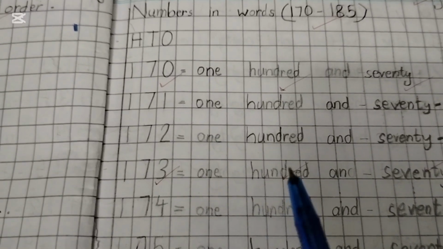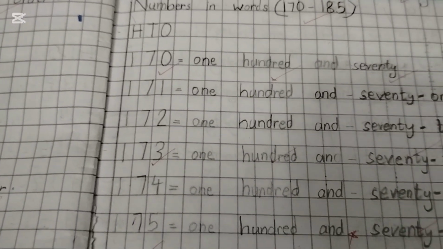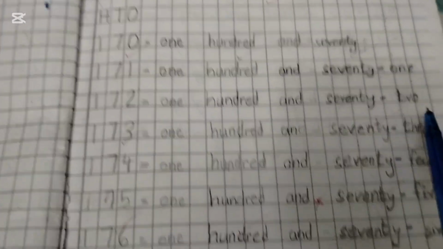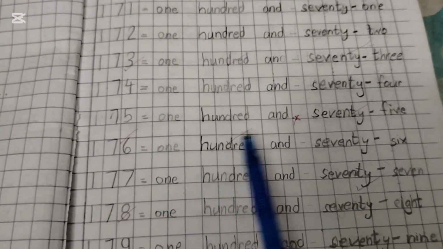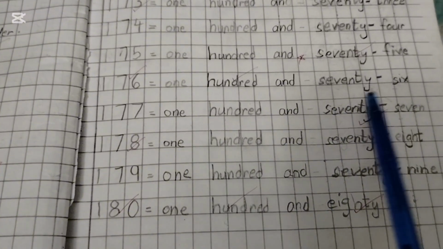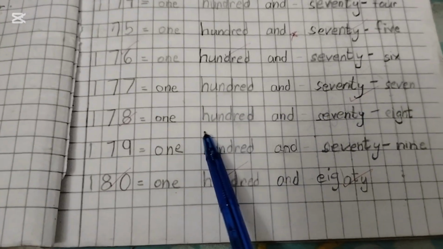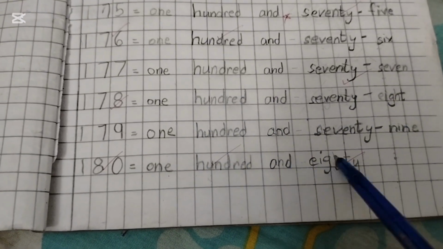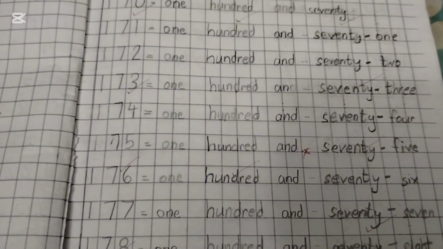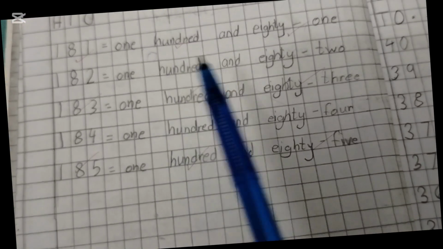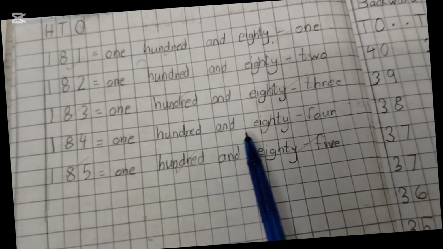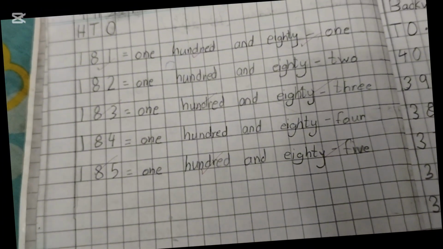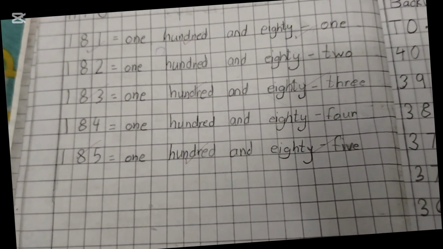So the next one is the number in words from 170 to 185: 170, 171, 172, 173, 174, 175, 176, 177, 178, 179, 180, 181, 182, 183, 184, 185. So our countings are completed. Number in words are completed.